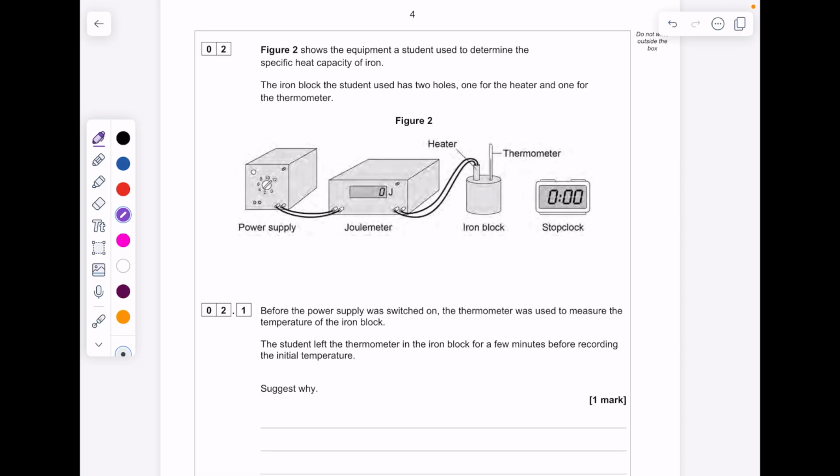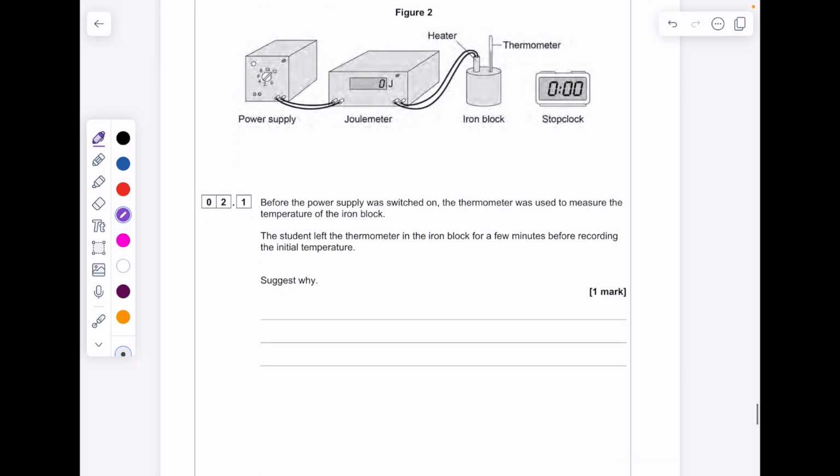Figure 2 shows the equipment a student used to determine the specific heat capacity of iron. The iron block the student used has 2 holes, one for the heater and one for the thermometer. Before the power supply was switched on, the thermometer was used to measure the temperature of the iron block. The student left the thermometer in the iron block for a few minutes before recording the initial temperature. Suggest why. It's only worth 1 mark, and that's to make sure that the thermometer temperature was the same as the temperature of the iron block.